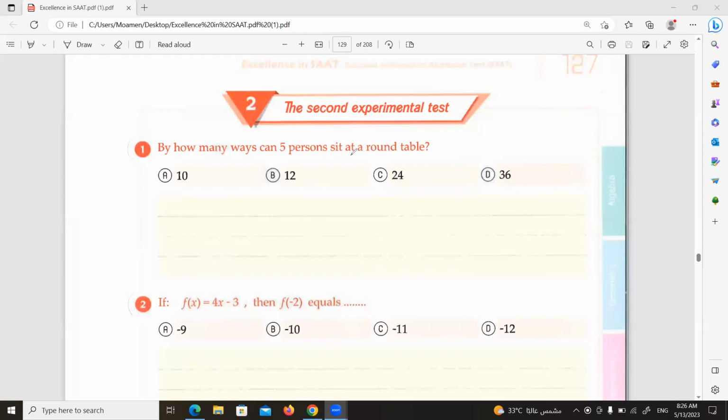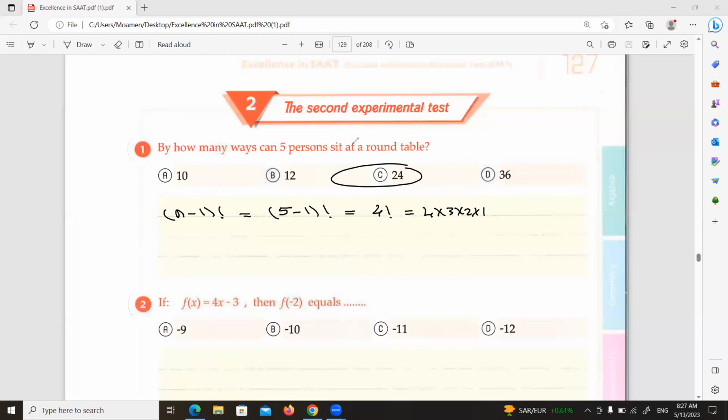As we said, we have two types of problems of this type. If we have a number of persons around a table with a reference point, it's n factorial. Without a reference point, like this problem, it's n minus 1 factorial. So it means 5 minus 1 factorial, which is factorial 4. Factorial 4 equals 24, because it's 4 multiplied by 3 multiplied by 2 multiplied by 1. So the answer of this problem is 24.